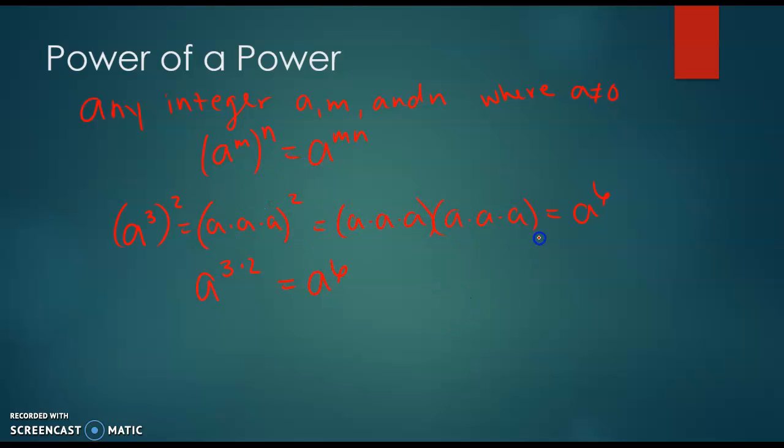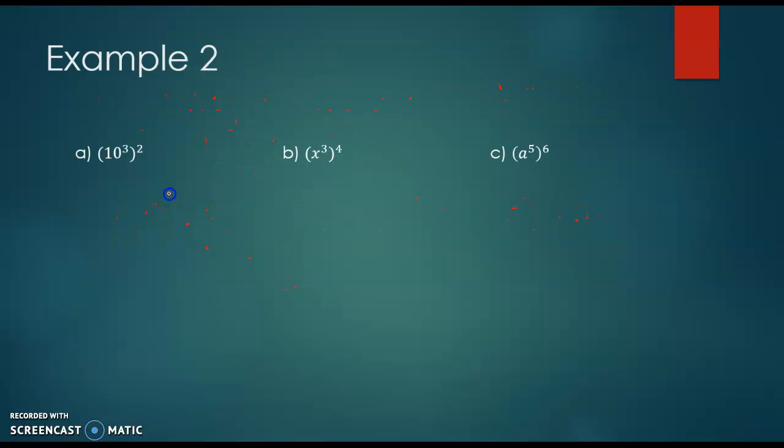Why does that work? Well, because this pattern is true for all problems when we have this power to a power. All right, so working through this example here, we would have 10 to the 3 times 2, which is 10 to the 6th power, or x to the 3 times 4, which is x to the 12th power, a to the 5 times 6, which is a to the 30th power. And that's it. That's how it works. When you have a power to a power, multiply them together. Done.